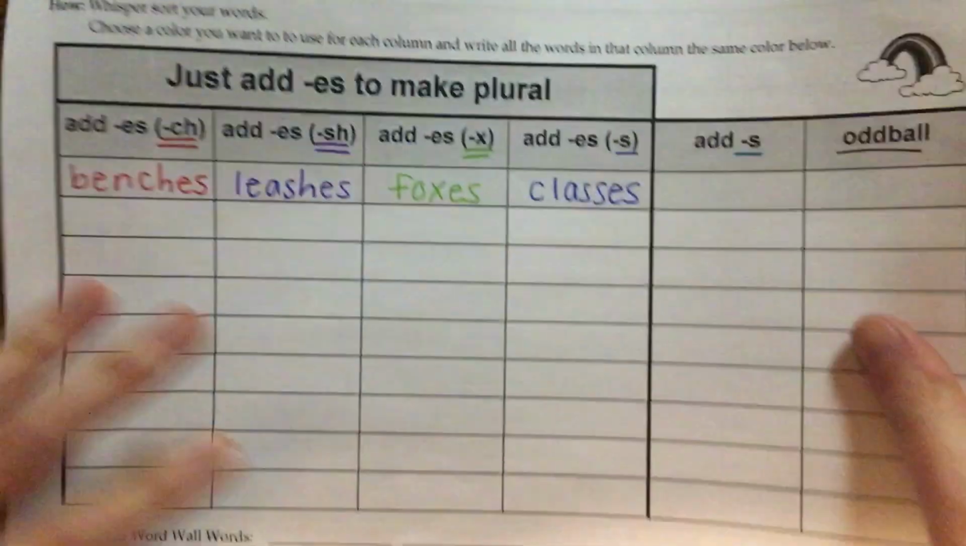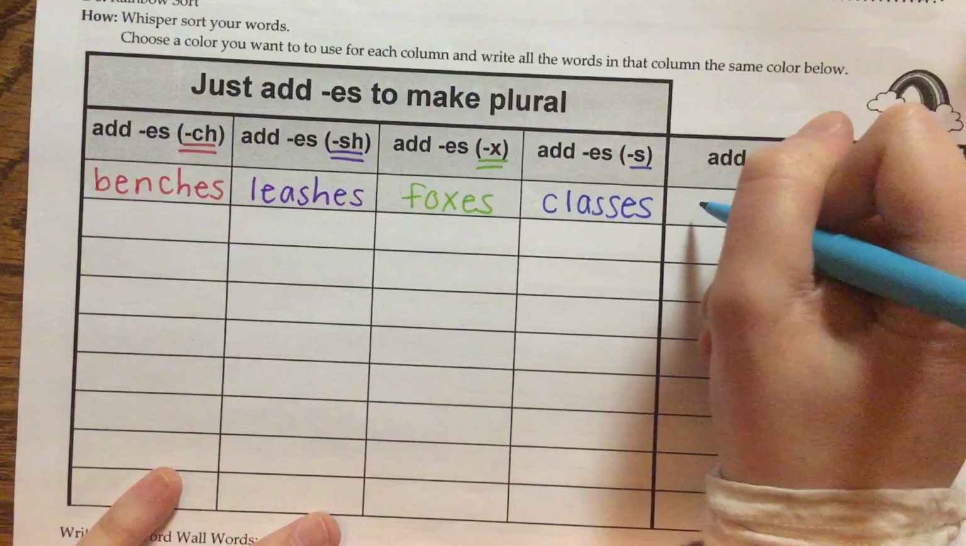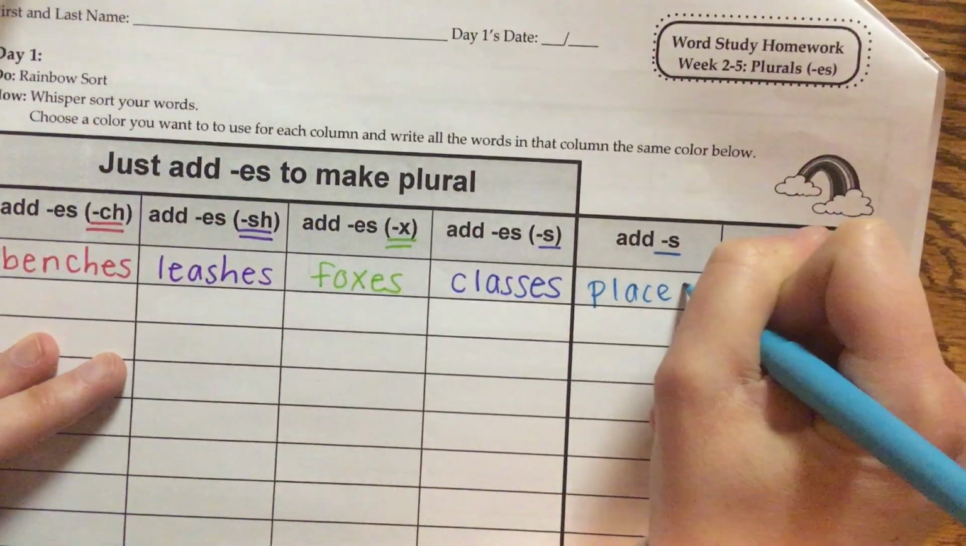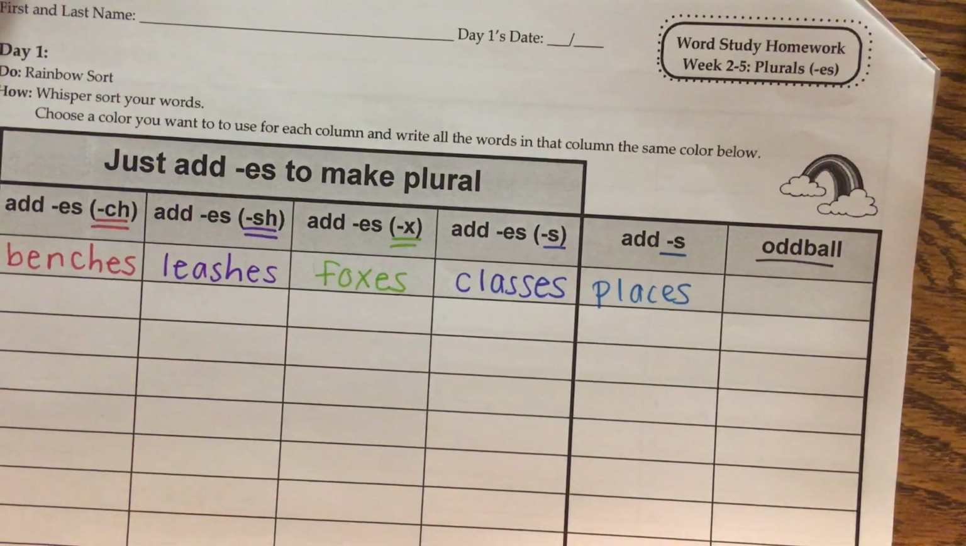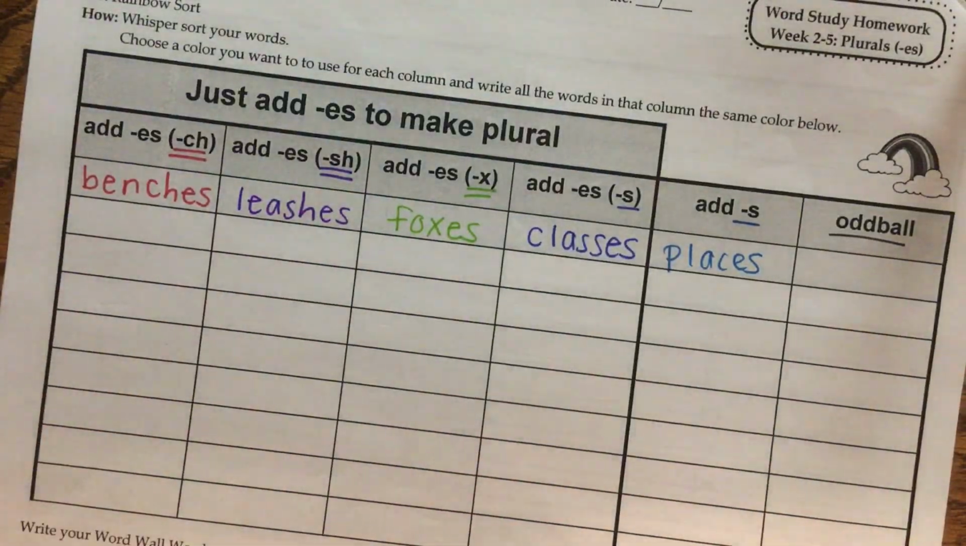So I'm gonna come to my rainbow sort. And I'm gonna write, my base word is place. Since it ends in an E, I'm just gonna add S, places. And my oddball this week is my starred word, right here, clothes. So I'll write that for my oddball.